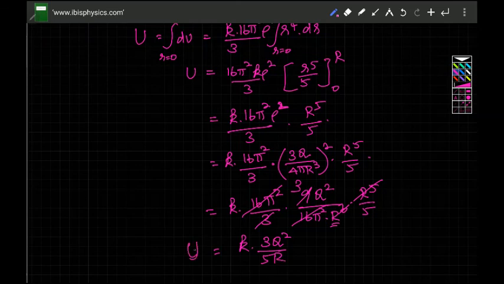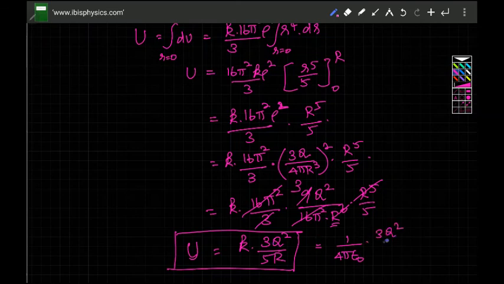So the self energy of formation, or electrostatic energy, of a uniformly charged sphere is k into 3q square by 5r. Substituting the value, k is 1 by 4 pi epsilon naught, so you will get 3q square by 20 pi epsilon naught r.